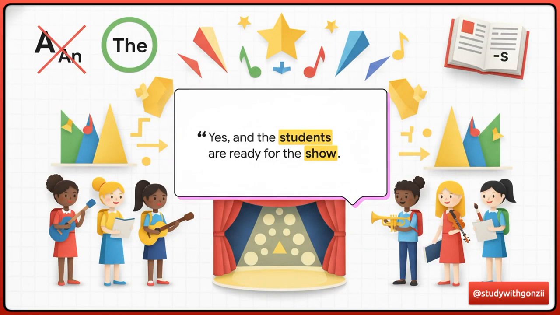Now persona B replies, "Yes, and the students are ready for the show." Look at the brilliance of this response. They didn't say a students. They correctly avoided that trap altogether. Instead, they used the because both people in this conversation know exactly which specific group of students they're talking about. Plus, student correctly took the standard plural S ending to become students. They also used the show, referring to a specific known event.